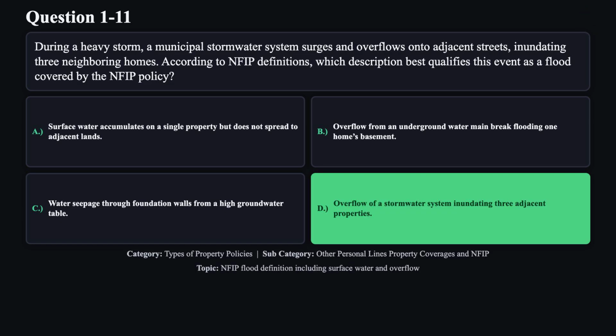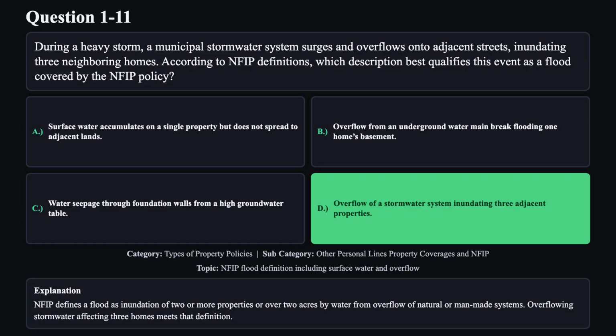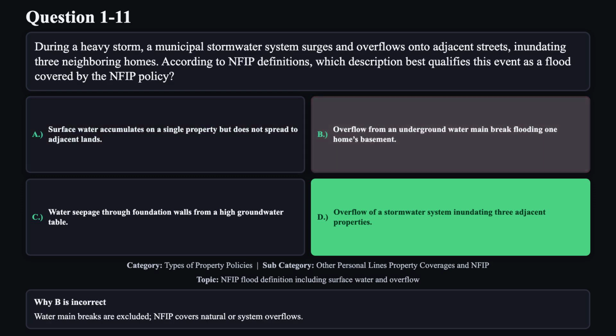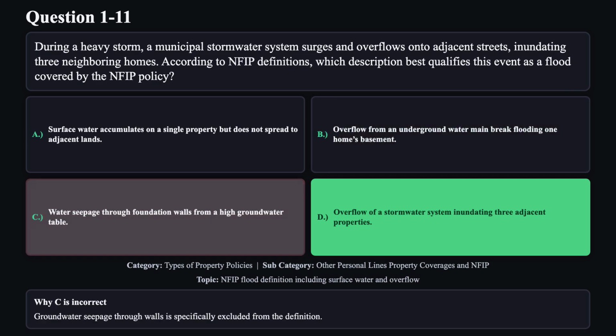The correct answer is D. NFIP defines a flood as inundation of 2 or more properties, or over 2 acres, by water from overflow of natural or man-made systems. Overflowing stormwater affecting 3 homes meets that definition. Reason A is not correct. Flooding must affect 2 or more properties or a large area, not just one parcel. Reason B is not correct. Water main breaks are excluded. NFIP covers natural or system overflows. Reason C is not correct. Groundwater seepage through walls is specifically excluded from the definition.